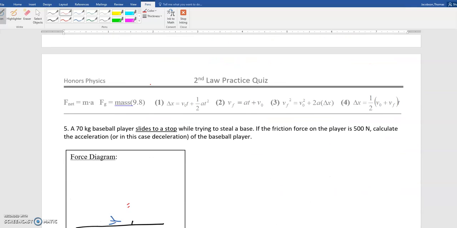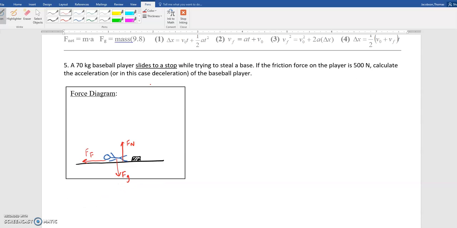Number 5. This is a person sliding to a stop in a baseball game. We know the friction force on the player. We want to calculate the acceleration of the baseball player. Well, I drew the force diagram. There's Fn up, Fg down, and friction force to the left. He's not pushing himself. He's just sliding to a stop. That's why there's no applied force, and that's probably the most important part of this problem.